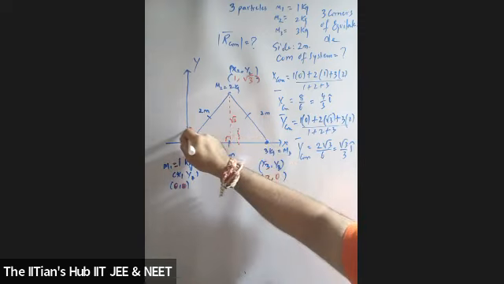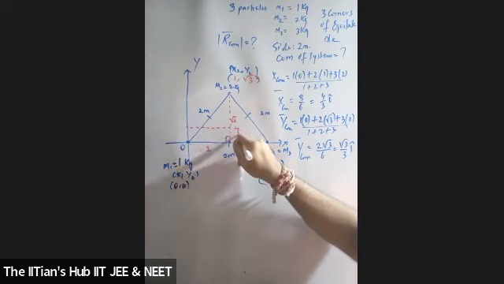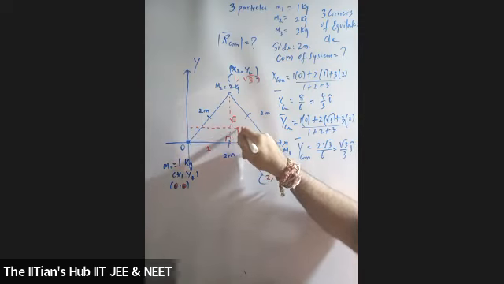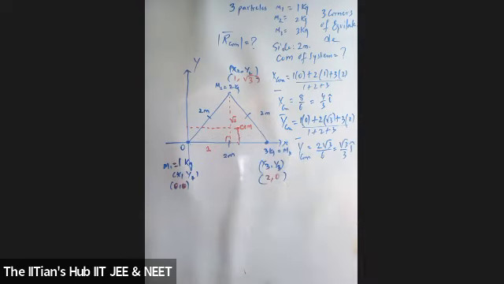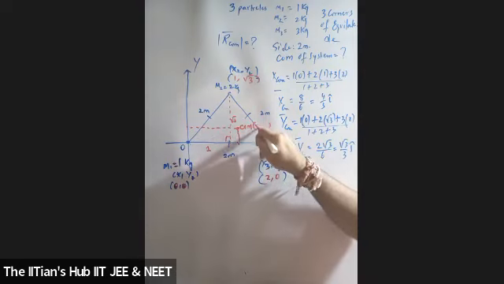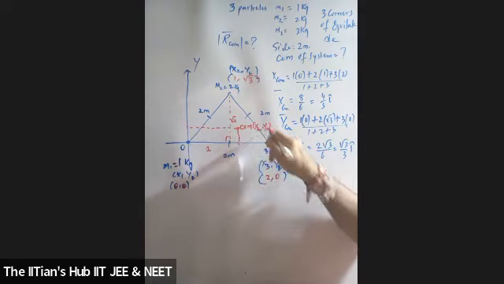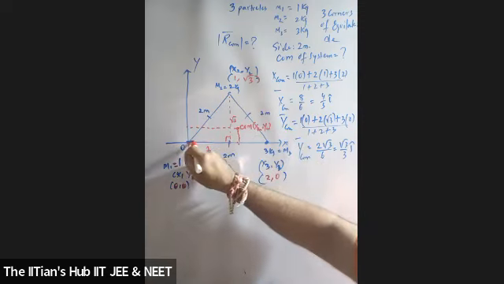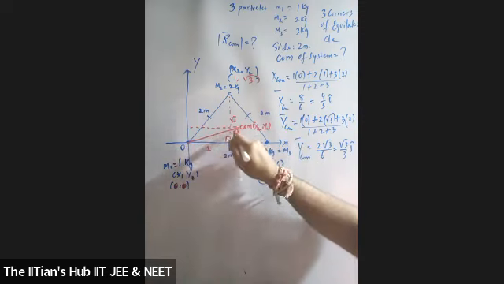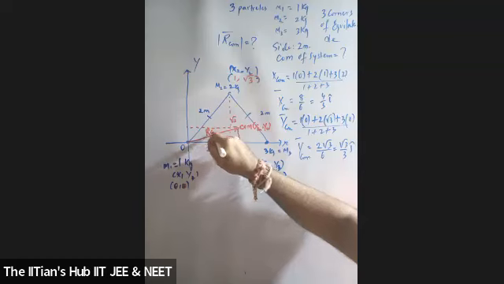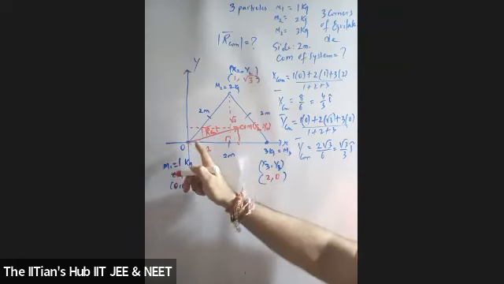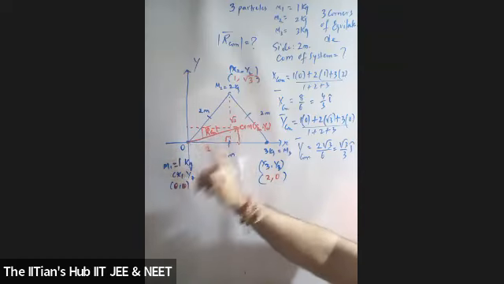Students, listen carefully, everybody. This is your center of mass of the system. Here its coordinates are X_CM and Y_CM. I asked for the magnitude of R_CM, that is, I asked you the distance of the center of mass from the origin.